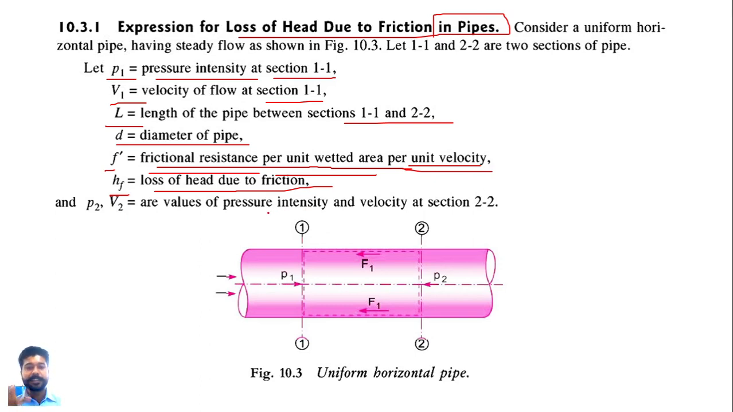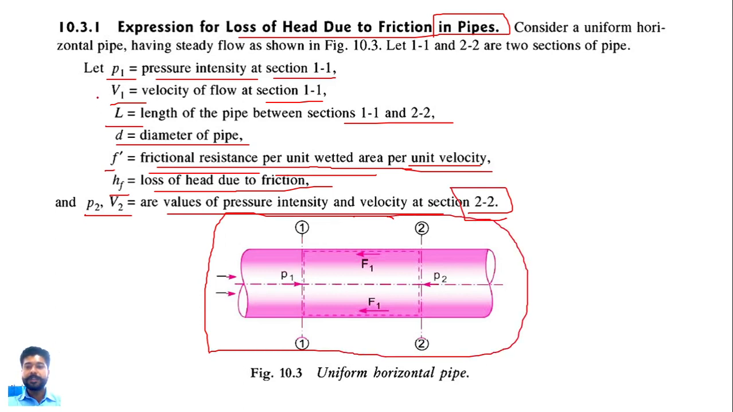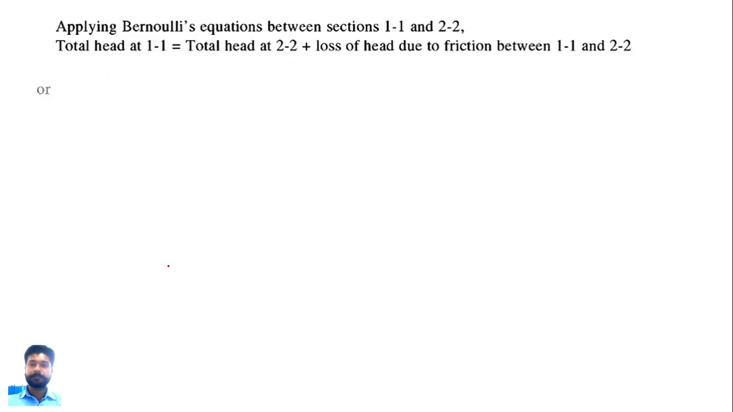So here in this case we have one circular pipe and we are going to find the loss of head due to friction in this pipe, and P2, V2 are the values of pressure intensity and velocity at section 2. So we have this pipe, and these are the basic nomenclature for this pipe.